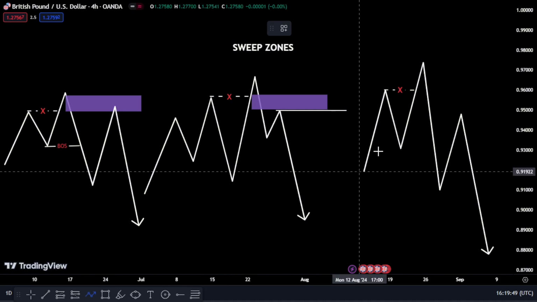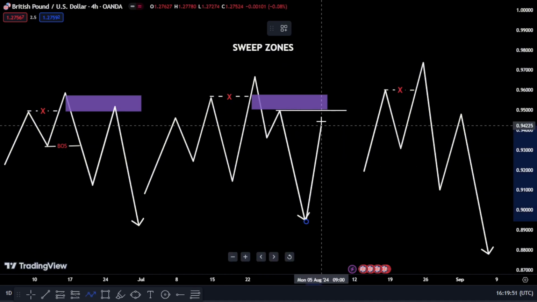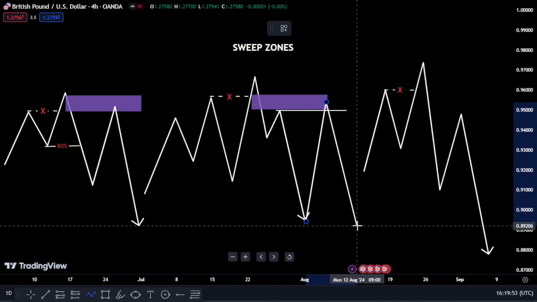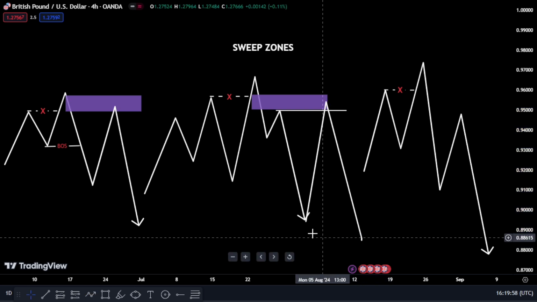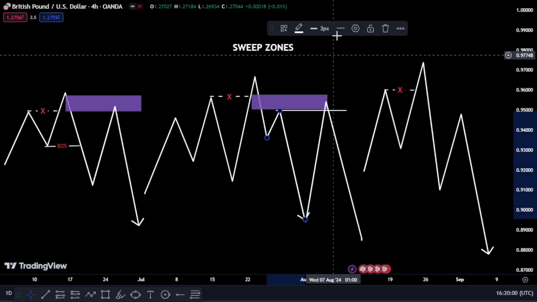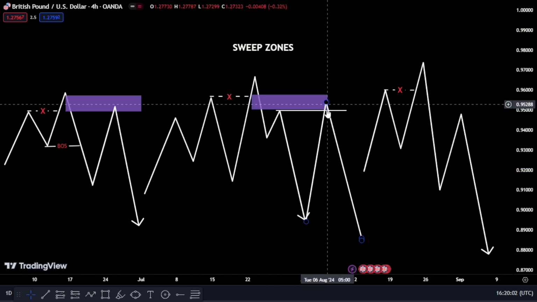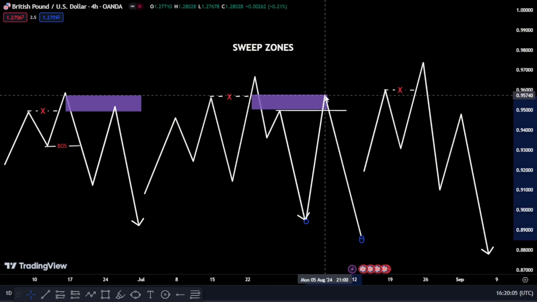So you want to be riding with the liquidity. The market comes and taps into your POI. Your POI is your point of interest. So the market comes, taps into your POI, and then you look for a confirmation within that area, within that POI.